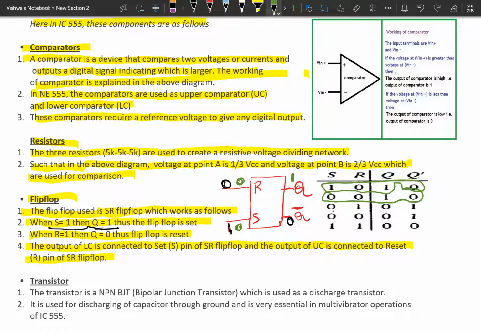S is 0, R is 0 after the set condition. So then Q remains the same, 1 only, and Q bar is 0. In the next condition we are changing R, the reset. Reset is 1, and S is the same as previous, it is 0. Now R is 1, S is 0. If R is 1, then Q is 0. Q will be 0, and Q bar is 1. So this is the next case.